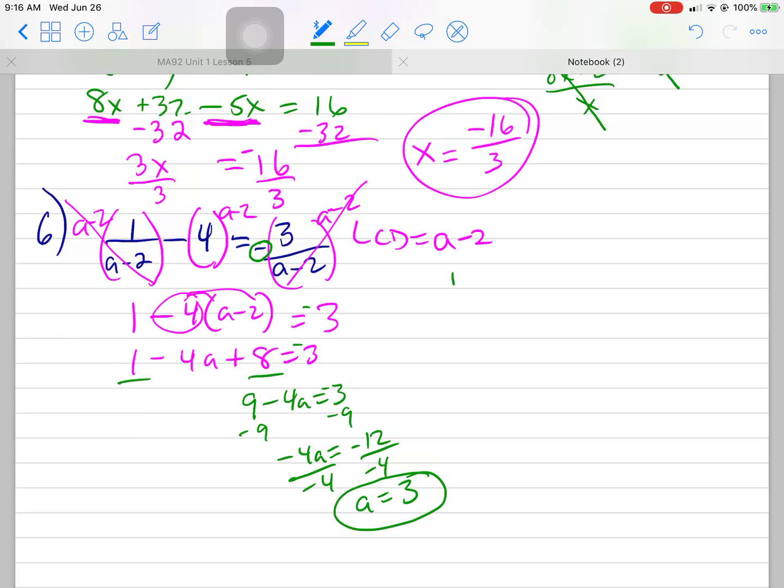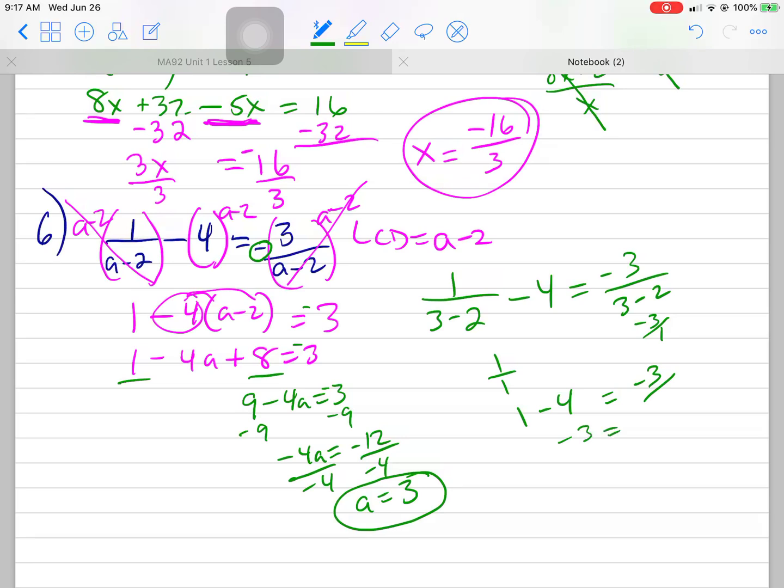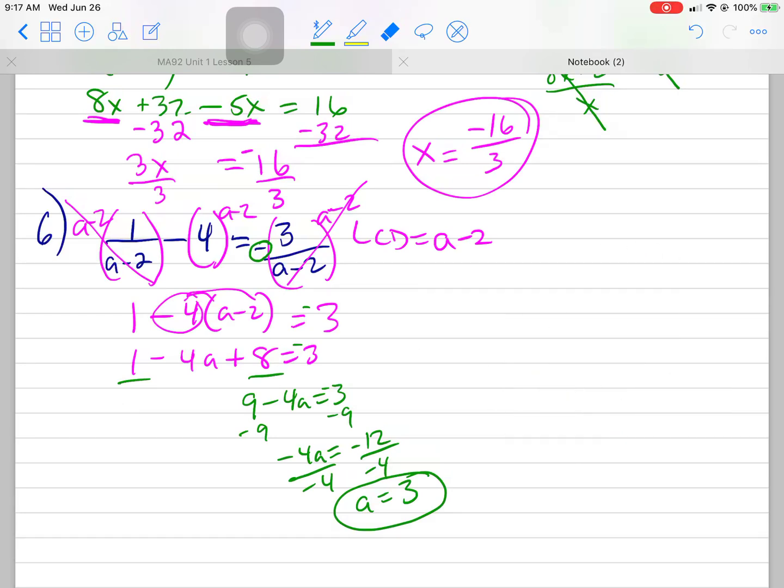That is an easy checker. Remember what we're doing. Here, let's not write an a. Let's write a 3. Substitute that back in. When you have an equation, you can always check. All right, so this is going to be 1 over 1 or 1, right? Minus 4 equals negative 3 over, this is going to be negative 3 over 1, which is a negative 3, and this is going to be negative 3 equals negative 3. So that works. Just saying. If it's an equation, you can always check. Okay.